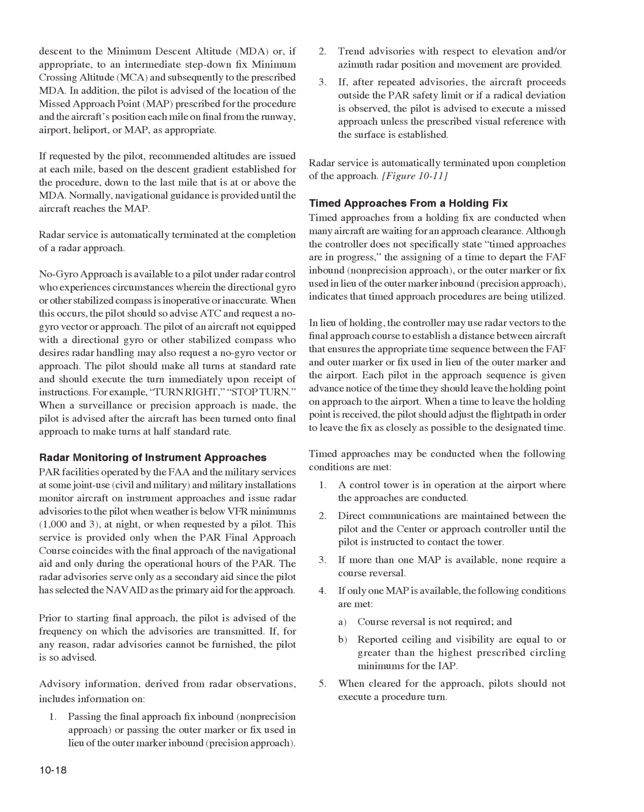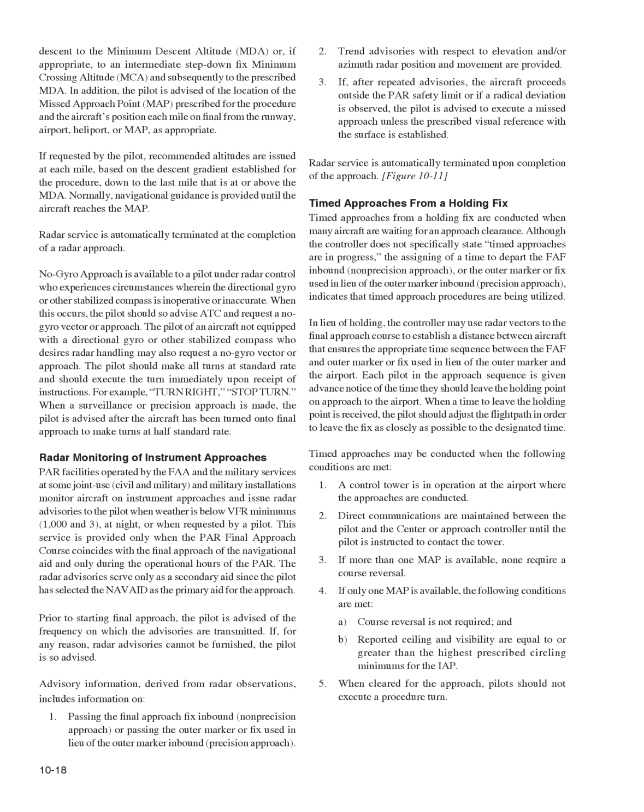In lieu of holding, the controller may use radar vectors to the final approach course to establish a distance between aircraft that ensures the appropriate time sequence between the FAF and outer marker or fix used in lieu of the outer marker and the airport. Each pilot in the approach sequence is given advance notice of the time they should leave the holding point on approach to the airport. When a time to leave the holding point is received, the pilot should adjust the flight path in order to leave the fix as closely as possible to the designated time.